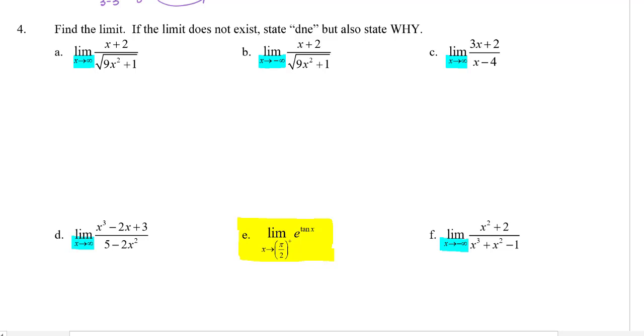E is not. E is asking as x approaches pi over 2 from the right. So this is not an end behavior question. This is an intermediate behavior question. This is going to link potentially to a vertical asymptote maybe, or just to another limit, but it's within our function, not necessarily at the ends of our function.